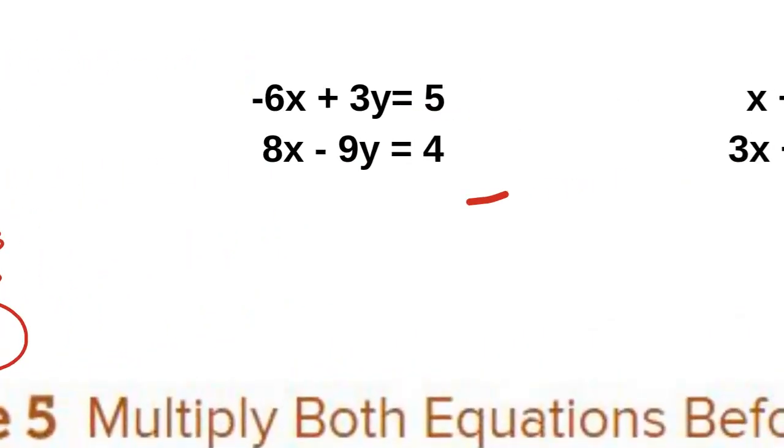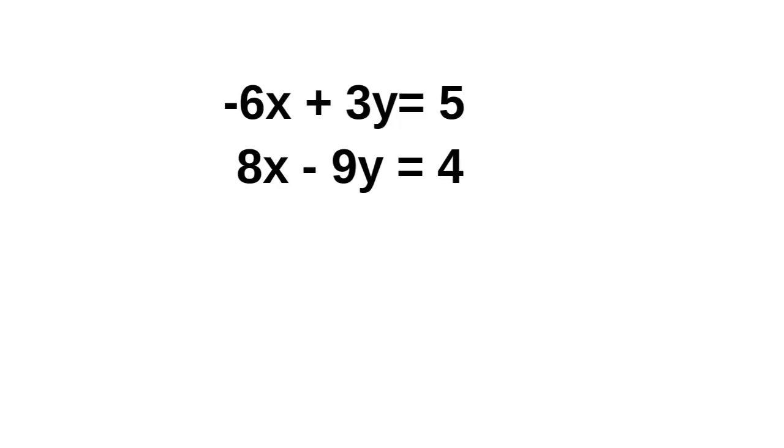I have a negative 6x plus 3y, 8x minus 9y equals 4. Look at your x values. Do I have any opposites in the x values already? So I have negative 6 and 8. Are those opposites? No. Not yet. Right, but I'm looking for direct opposites that I can add together. What about 3y and negative 9y? Are those opposites?